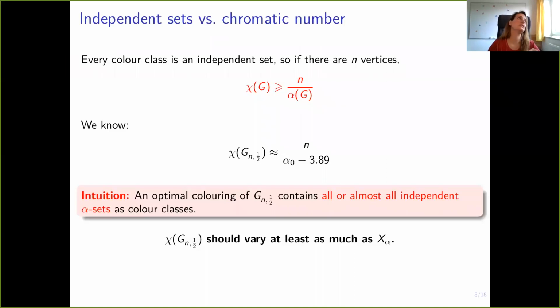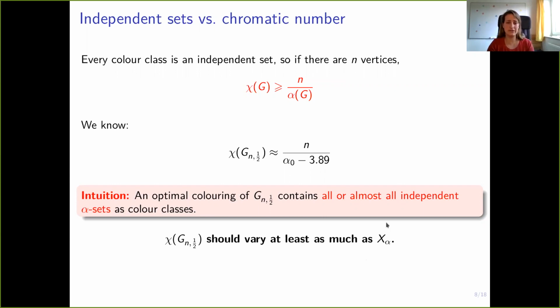And that's because, if you want to color G(n, 1/2) and you build up your coloring, and you get to choose your color class sizes with a given total number of colors, then it turns out that the thing that maximizes the expected number of colorings should contain as many alpha sets as you possibly can. By the way, that's no longer true if you look at alpha minus 1 sets. There, it's not always the best thing to take in as many alpha minus 1 sets as you can. But for alpha sets, it's true.